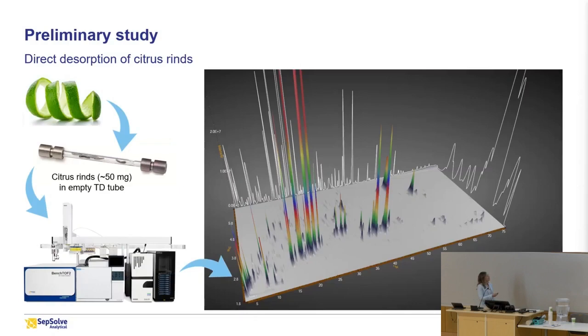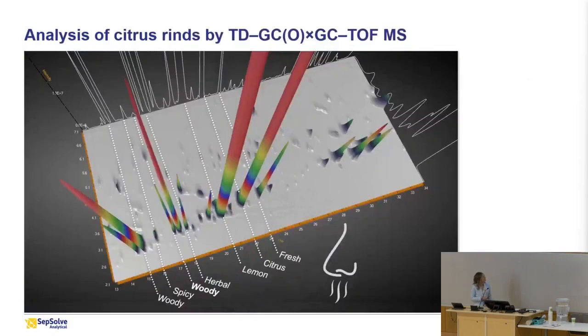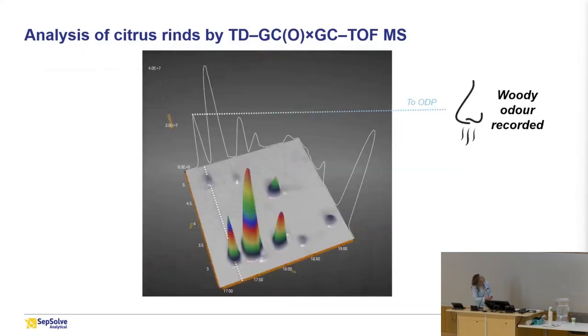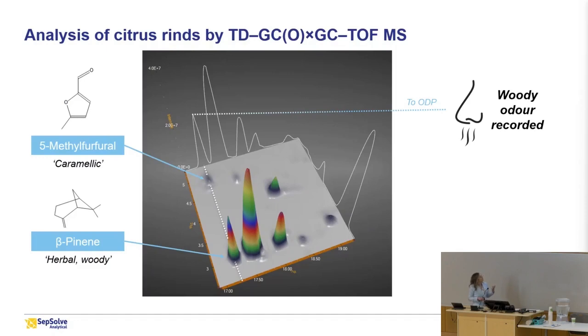You can see here we get a quite complex chromatogram, and we can see that the woody smell that a person is identifying on the ODP is actually put together by multiple things. To show you that a little bit more, while somebody is smelling a woody aroma, there is actually another compound in there that has a small, caramel-like smell.